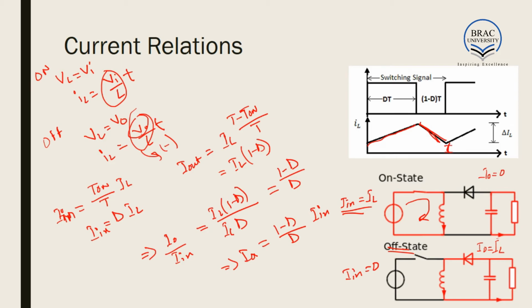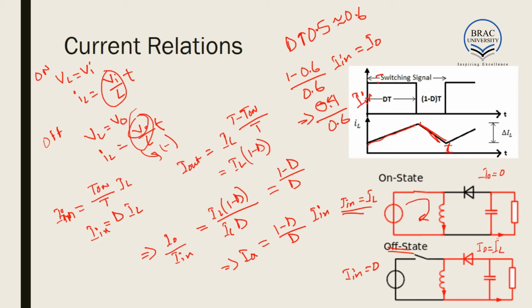Again we can see that if D is greater than 0.5, suppose 0.6, then 1 minus 0.6 by 0.6 into I in is equal to I out, that is 0.4 by 0.6 I in is equal to I out. That is, this is smaller than 1, so I output is smaller than I input.